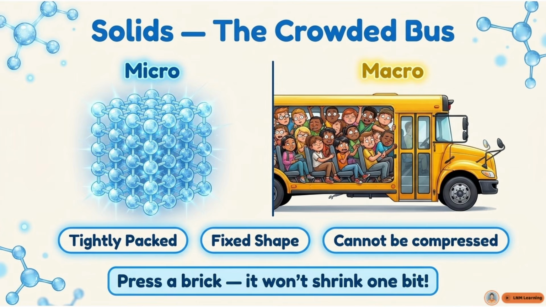Let's start with solids, like ice, a brick, or a school bag. Imagine a crowded bus where everyone's squeezed in tight, shoulder to shoulder, holding on firmly. Nobody can move around. That's exactly how molecules sit in a solid, packed super close, pulling on each other strongly. So a solid keeps its own fixed shape, and you can't squeeze it and make it smaller. Have you ever tried to press a brick? It won't shrink one bit. That's why solids feel hard and stay the same shape.